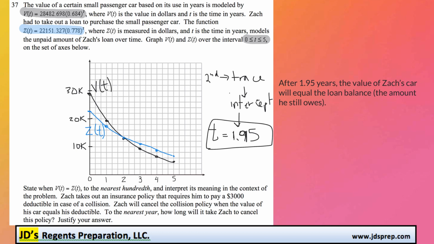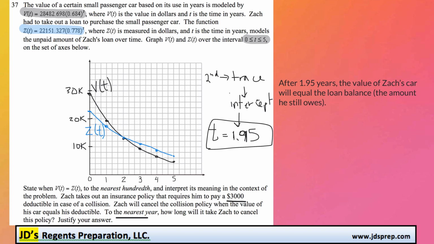Now, for the third and final part of this question, we're essentially going to look at the value of the car, the black graph that I've drawn, and we want to find out when it reaches a value of $3,000 or less, because once that happens, the value of his car is worth less than the deductible in this situation. And we need to find out to the nearest year in what year that's going to occur.